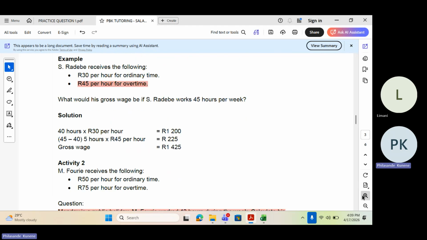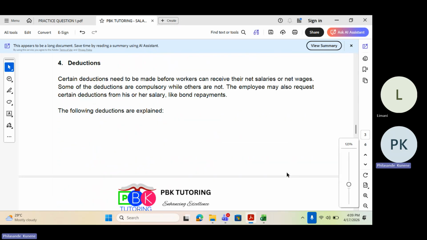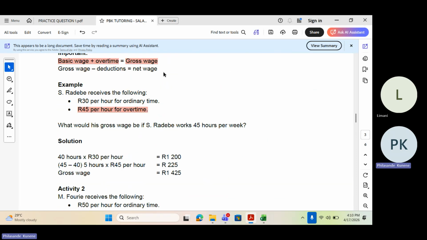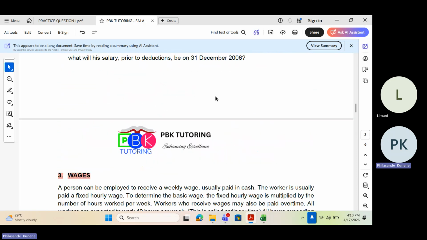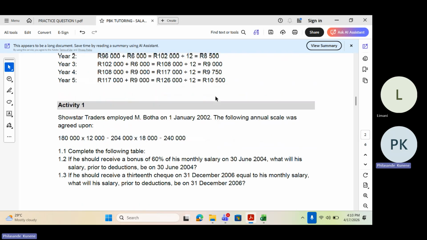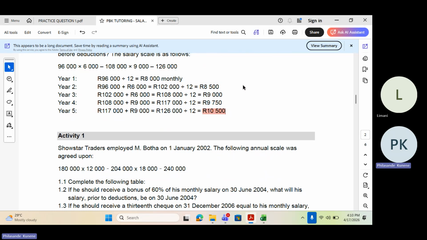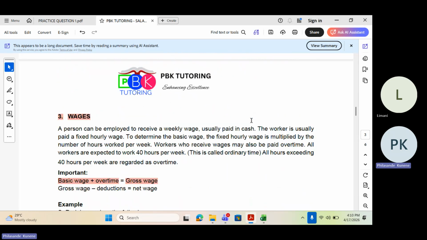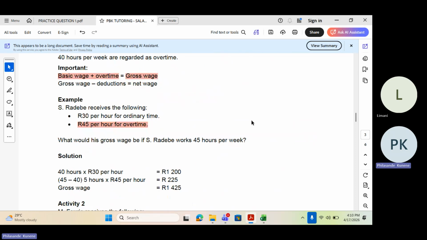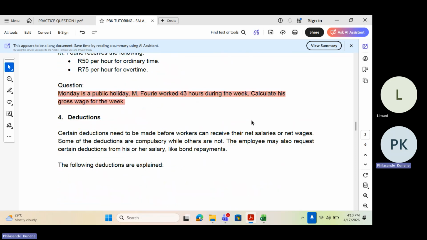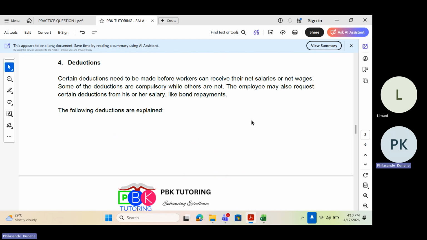Okay, and now we're going to move on to deductions. I'm going to move quickly on deductions. We just need to understand what deductions we're going to subtract from this gross wage. If you have a gross salary, which is a salary that has no deductions deducted, we still need to subtract deductions so that you get the net salary, because the amount of money that goes to your pocket as an employee is the net salary.